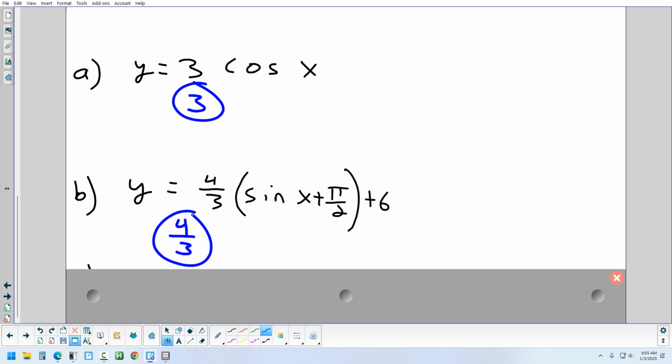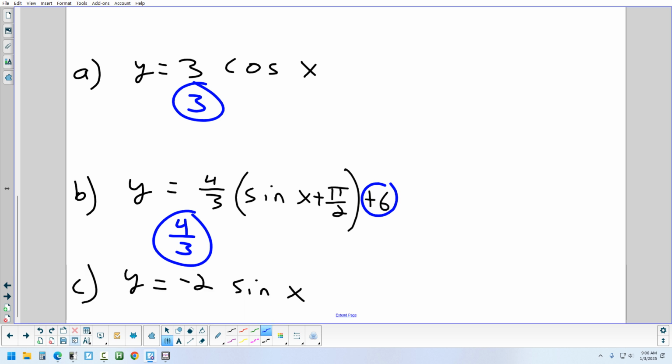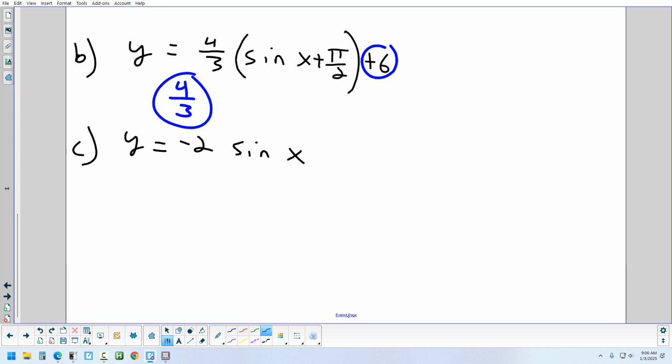This +6 would affect the maximum value. That would be a different question. If I said to you, what's the highest y value this graph ever hits? The +6 would be important. Right? But just for amplitude, no, it's not important. How about -2 sine x? Amplitude there? 2. Just 2.